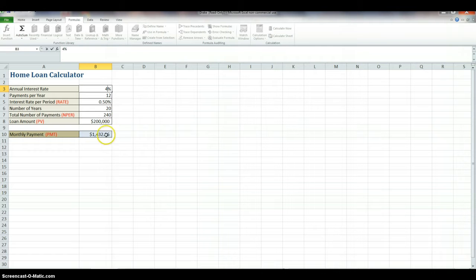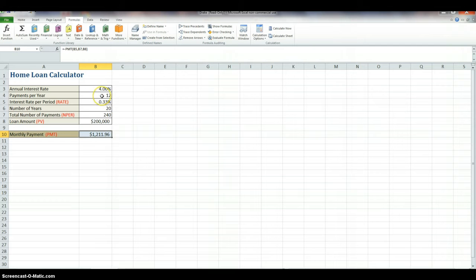Watch what happens to this number here when I type in 4. It automatically changes because my interest rate lowered. Okay. That's why we use cell referencing. We don't go in here and say that we want to use the actual real number 4. Okay. Now, here's where it gets interesting.